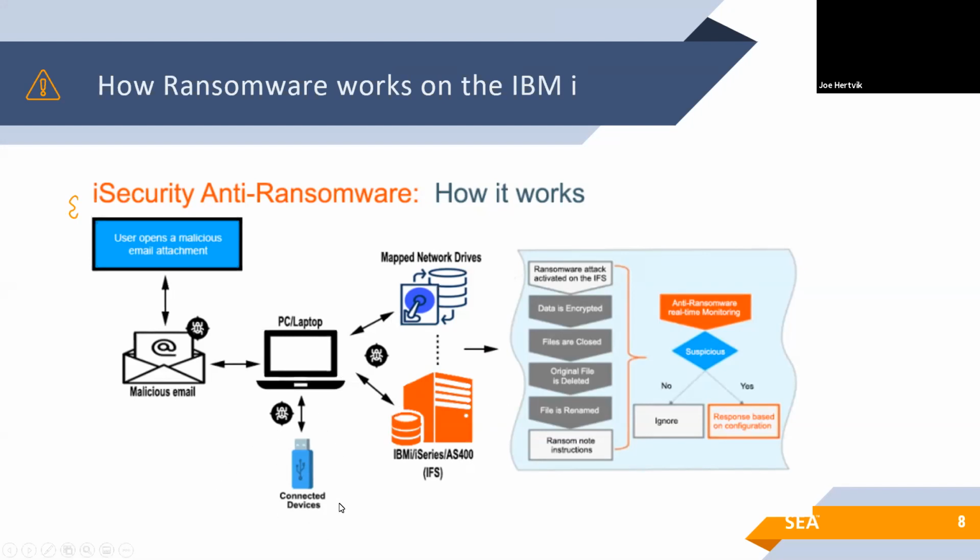If they hit on a connected device, a malicious email, or an attachment that contains ransomware, that can corrupt their machine and start a ransomware executable, which will then go out to its mapped network drives, both in Windows and on the IFS, encrypt the data on any drive where they have write and executable access, close those files, delete the original file, and rename it, and leave a set of ransomware instructions on your IFS, which will usually say that they expect you to pay them in Bitcoin to get the decryption key so that you can do the reverse process and unencrypt and rename the files back to their original format.